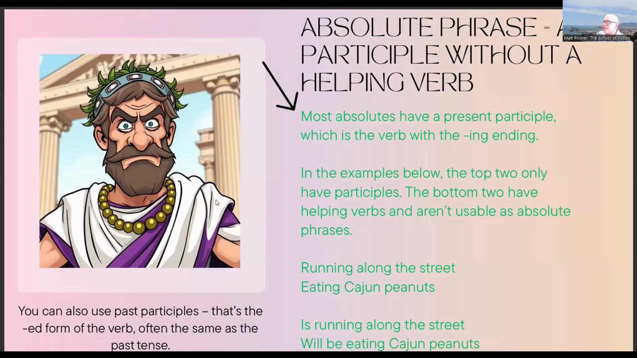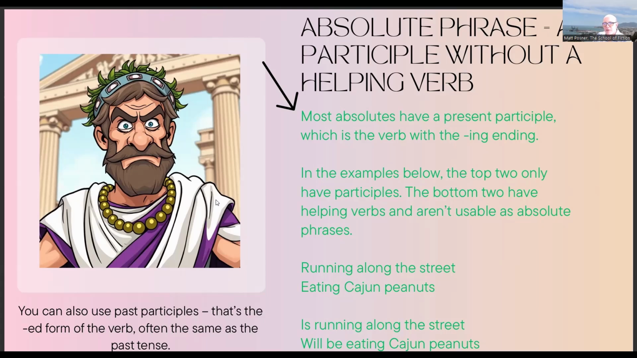So the absolute phrase in general is a participle without a helping verb. Most absolutes have the present participle, which is the ing form. In the examples that you see directly below here, the top two are ones that only have participles: running along the street, eating Cajun peanuts, as you see, Cajun spice peanuts, right? The bottom two have the helping verb, is running, will be eating. So those are not absolute phrases. Those are just sentence fragments. You have to put a noun in front of them.